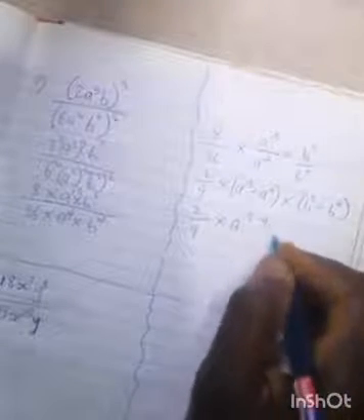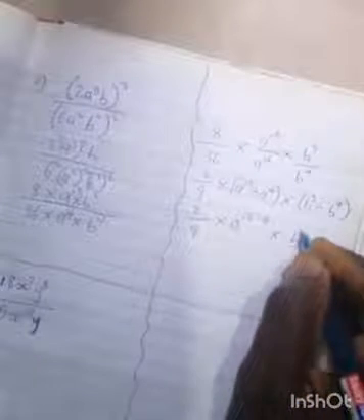Now I have 2 over 9 times, according to the law of indices, a raised to the power of 15 minus 4 times b raised to the power of 3 minus 4. So I have 2 over 9 times a raised to the power of 11 times b raised to the power of minus 1. So this will give me 2 times a raised to the power 11, and I have this over 9, don't forget.